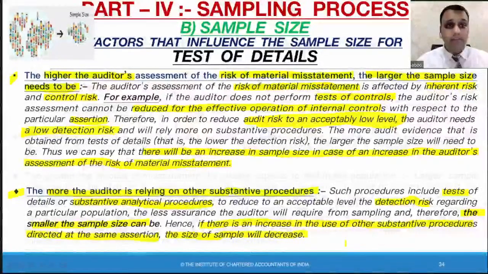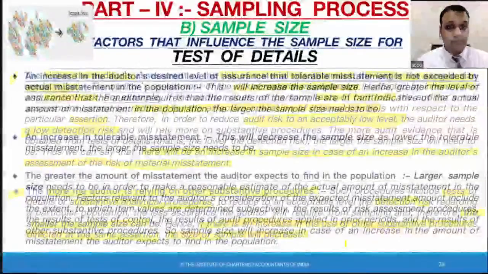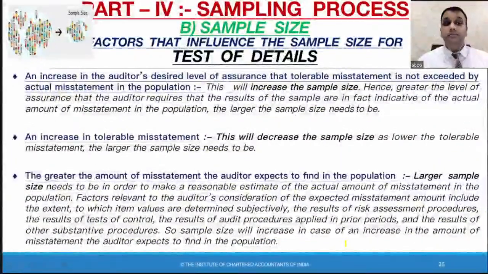The third factor, an increase in the auditor's desired level of assurance. So be very much assured. Desired means the auditor wants it. So the auditor's level of assurance, he wants the high level of assurance that tolerable misstatement is not exceeded by actual misstatement in that population.